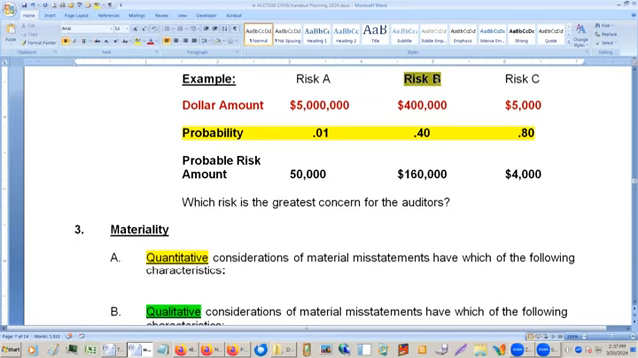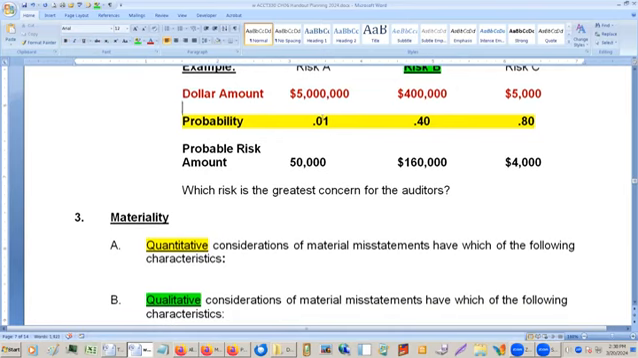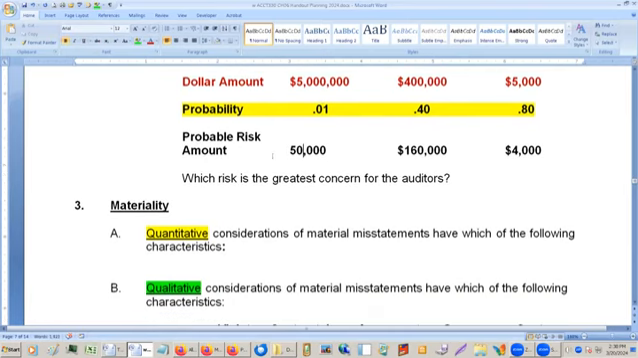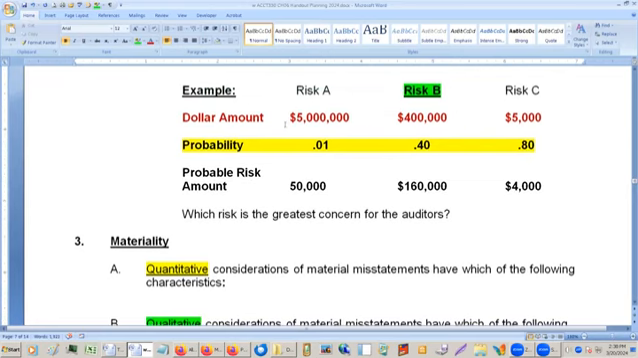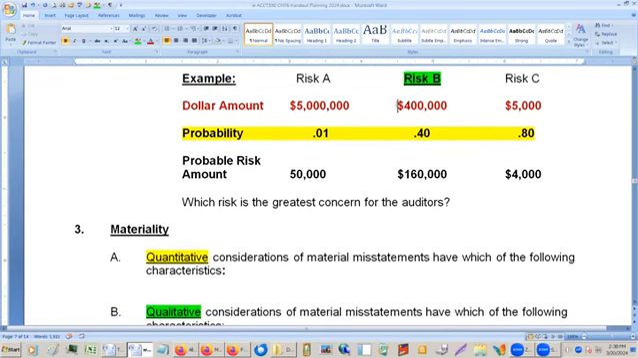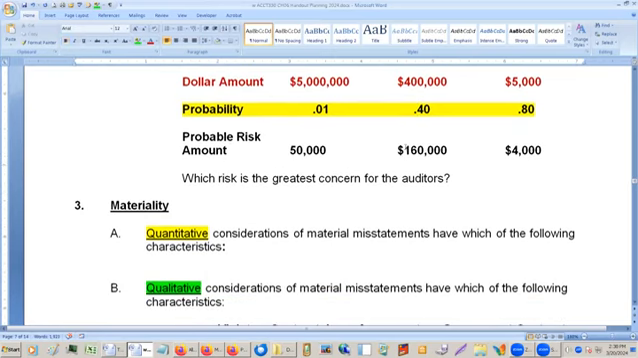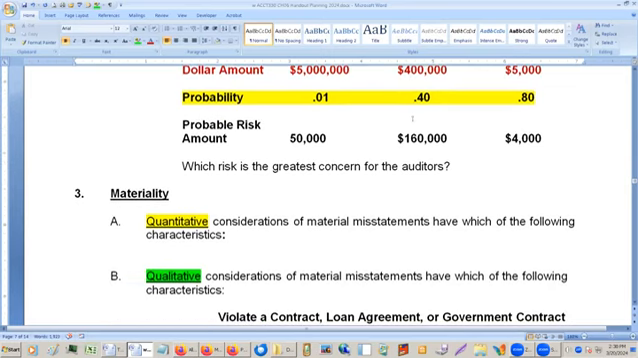And notice that even though the dollar amount isn't the highest, we always have to frame it within the terms of the probability of it. There's a 1% chance this is going to happen, fairly rare, right? Once in 100 years. Whereas this one is kind of likely. It's almost a flip of a coin whether this one's going to happen. So this one is pretty much a concern. It's also a very high dollar probable amount.